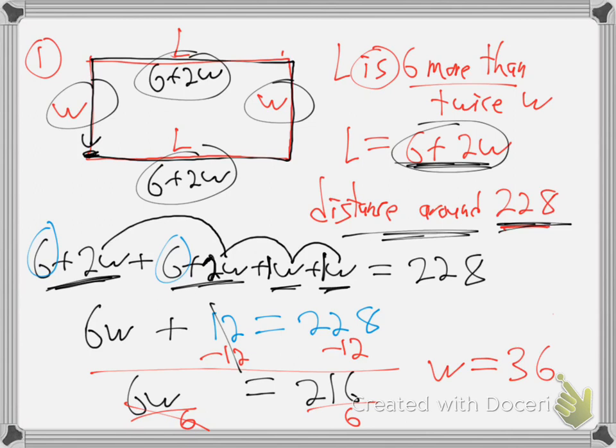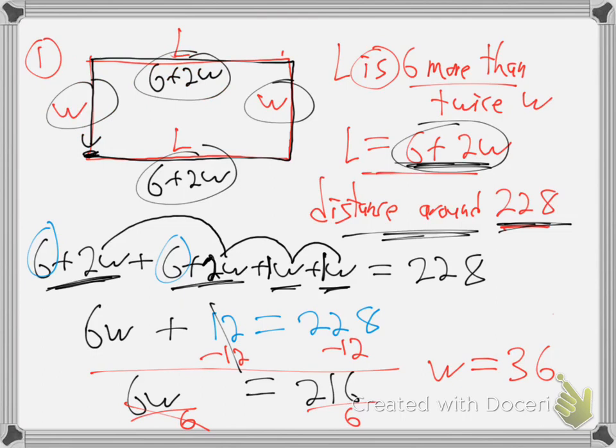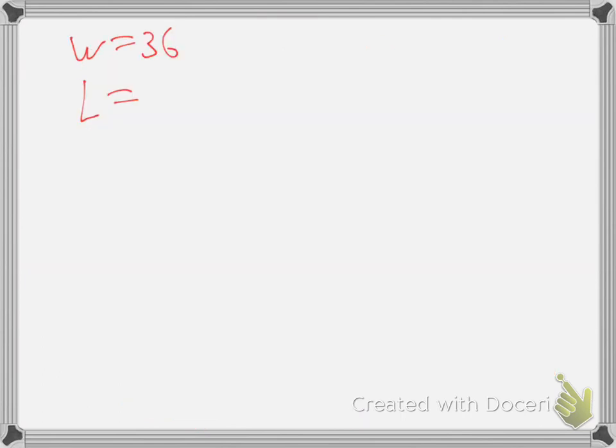What else? Well, they want the length, don't they? How are we going to get the length? Plug it in. Are we good with that? So I'm going to go to a fresh screen. So we have width is 36, and we already know length is, from the formula right here, 6 plus 2W. So I'm going to grab that width and plug it in.